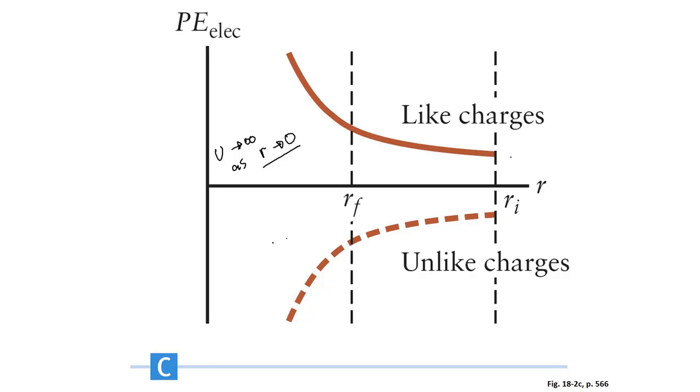And the opposite is true for unlike charges: as R approaches 0, U approaches negative infinity. And again, the same thing. Hole in the theory. How do we fix that? Quantum mechanics.